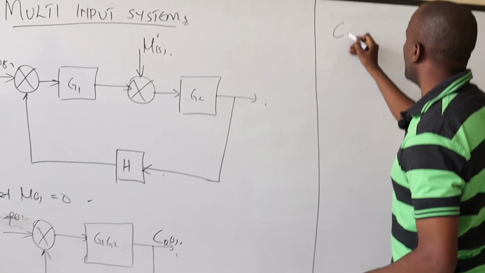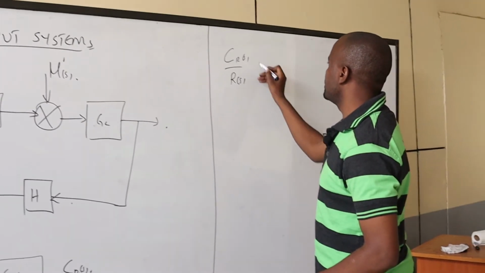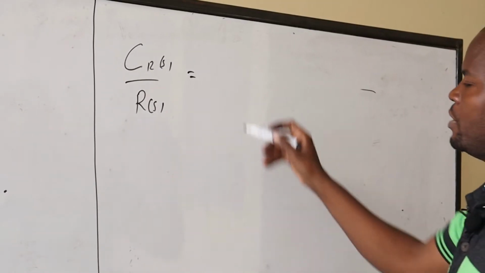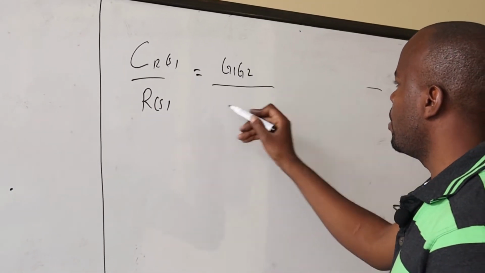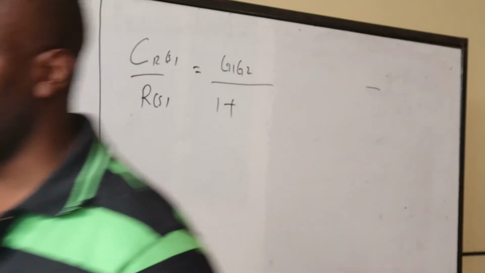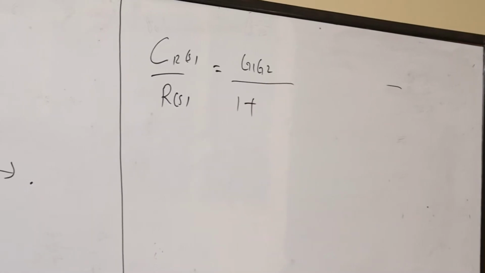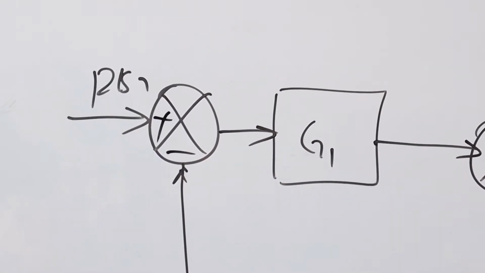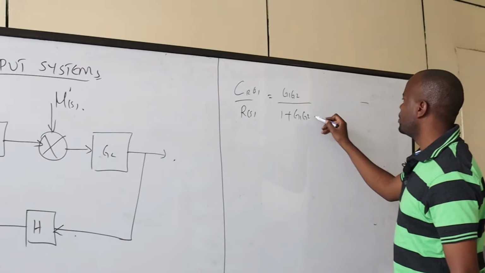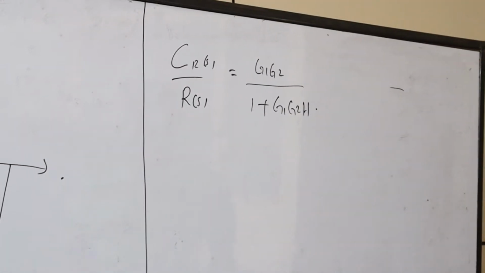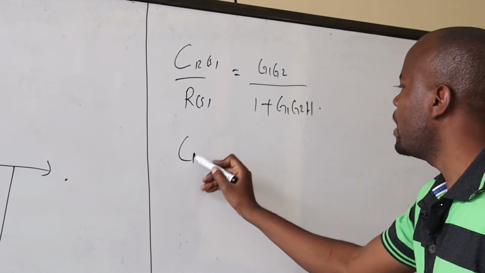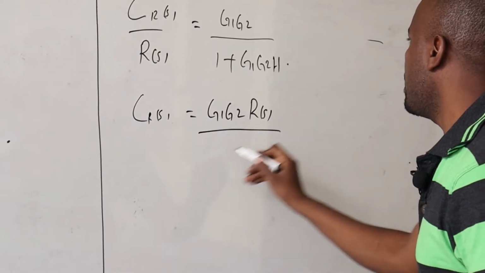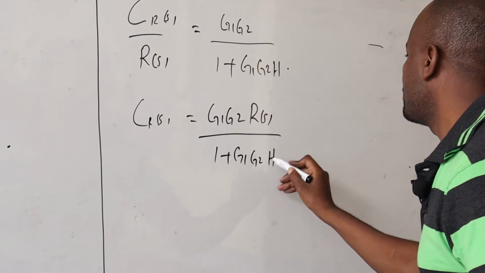So CR of S over R of S is going to be given by G1, G2 over 1 plus G1, G2, H. The feedback was originally negative, so we have 1 plus G1, G2, H. If we want the output, CR of S is now given by G1, G2, R of S over 1 plus G1, G2, H.